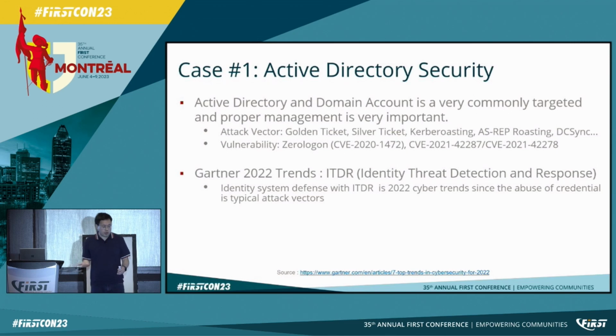There are a couple of exploitation ways. It's kind of a golden ticket, Kerberoasting, SPN, or many ways to exploit it. On top of that, there are vulnerabilities, like Zerologon, or many other famous vulnerabilities. Also, Gartner mentioned in 2022 that ITDR is the next trend, which is identity threat detection and response. Basically, the majority of exploitation is caused by the abuse of credentials, and identity threat detection and response is key.